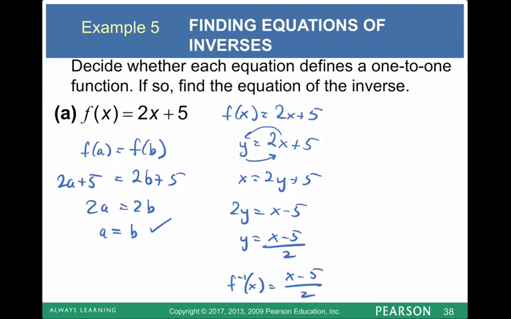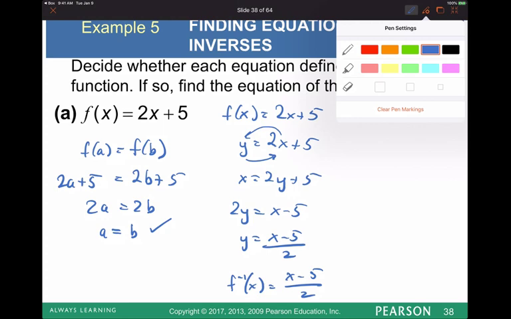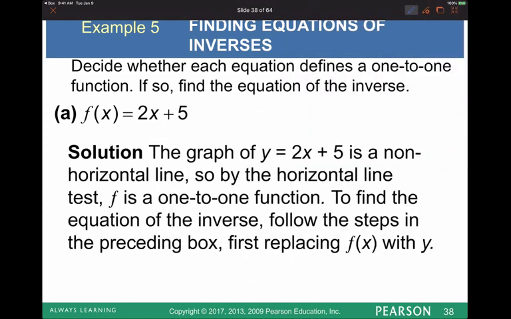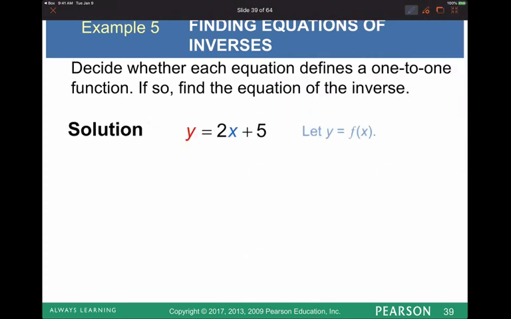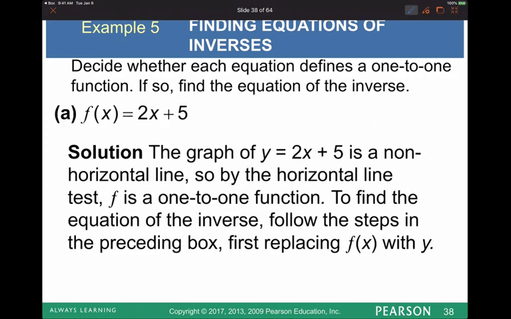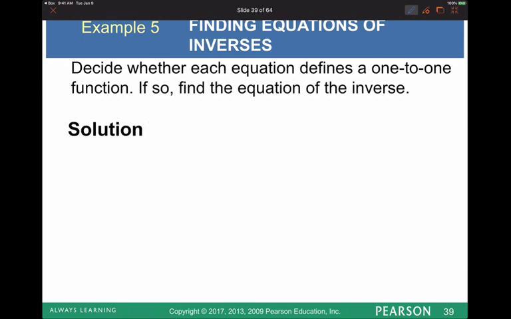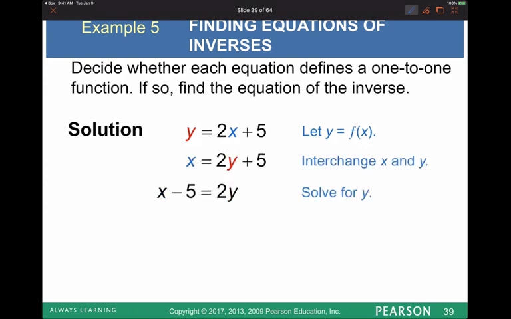Alright, I'm going to clear this out. So they looked at the graph and they saw that the graph passes the horizontal line test, so it does have an inverse function. So they switched the x and the y, solved for y, and then that's our inverse function.